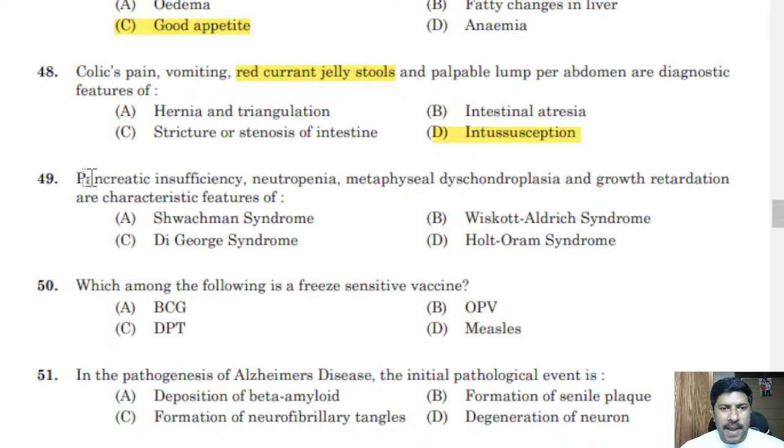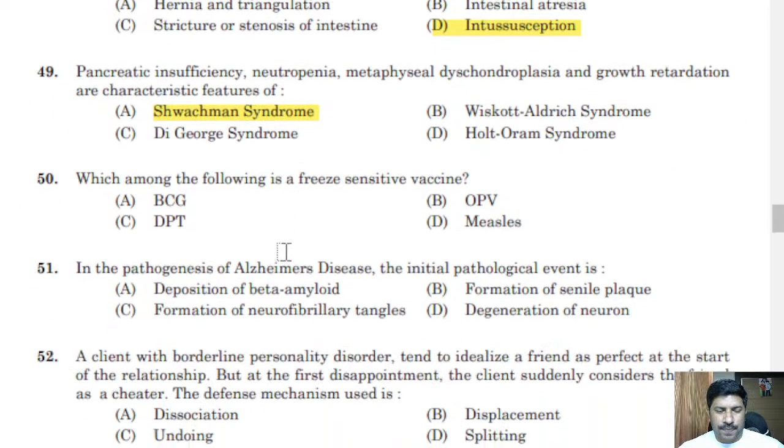49th question. Pancreatic insufficiency, neutropenia, metaphyseal dyschondroplasia and growth retardation are the characteristic features of? Correct answer, Schwachman syndrome. Pancreatic insufficiency, neutropenia, metaphyseal dyschondroplasia and growth retardation are the characteristic features of Schwachman syndrome.